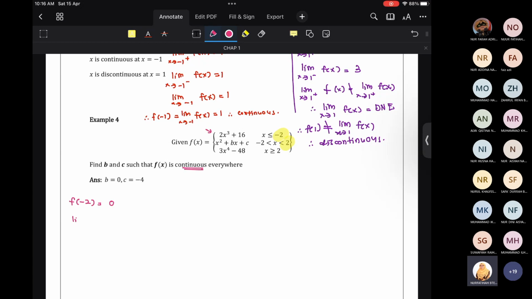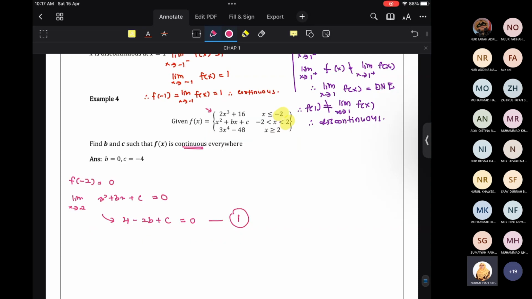So the limit as x approaches -2, for the second equation, you substitute into x squared plus Bx plus C. It must equal zero. When you substitute, you will get 4 minus 2B plus C equals zero. This will be your first equation. And then we go to f(2). For f(2), we use the last function, 3x to the power of 4 minus 48. What is the answer?